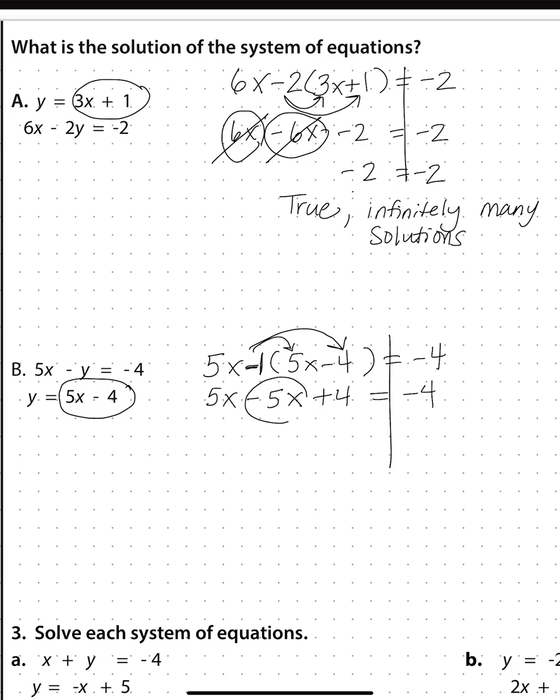If I look at combining like terms, I have those two, which are inverses of each other. They cancel out. So I have 4 is equal to a negative 4. Since these two values are not equal, this is a false statement. This would be an example of no solution.